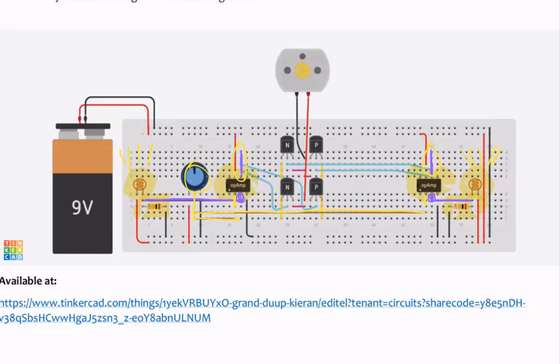Another important part of this circuit is this configuration that you see in the middle. This is what we refer to as an H bridge.